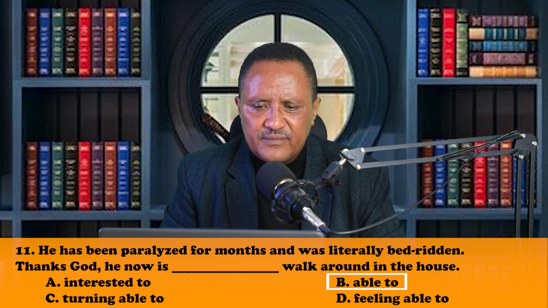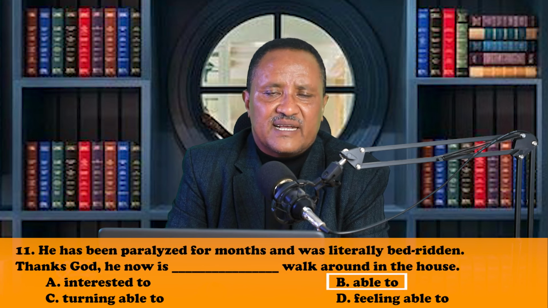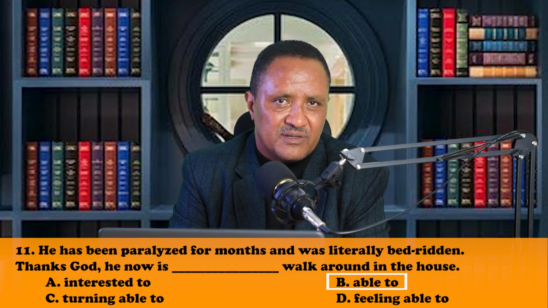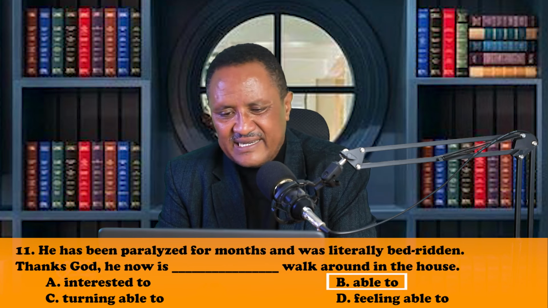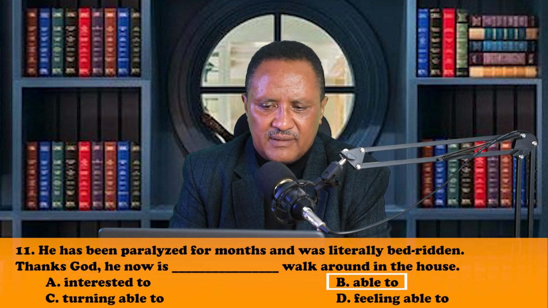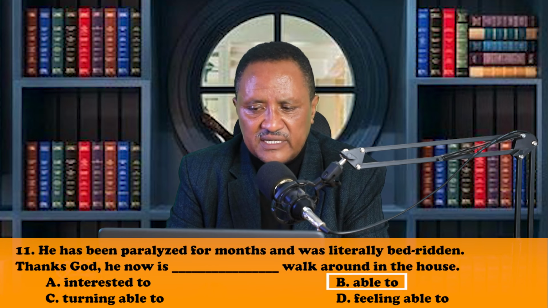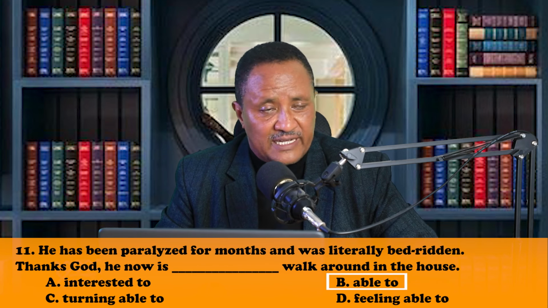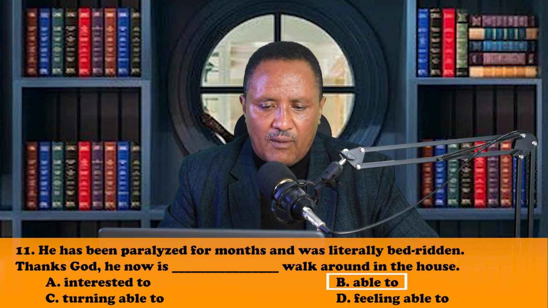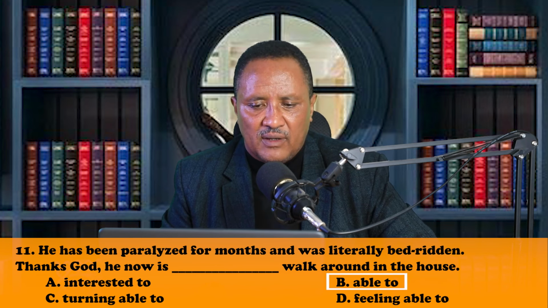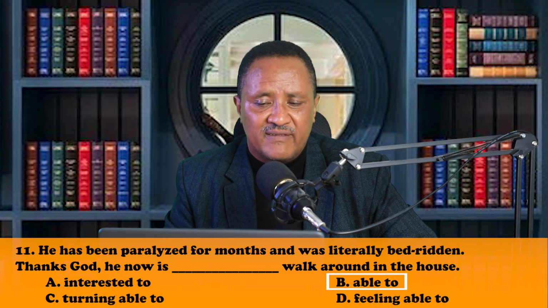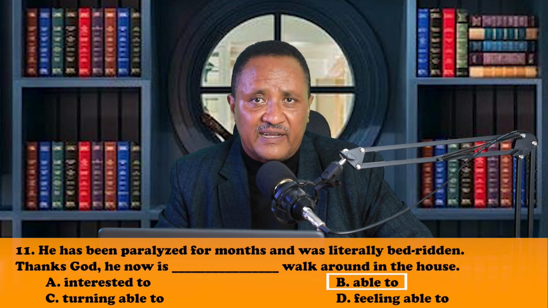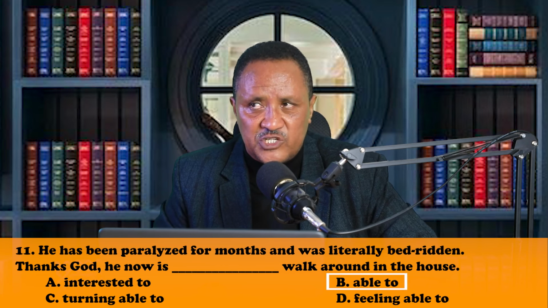The reason is the sentence is indicating that the person was, as you see, previously unable to walk due to being paralyzed, right? But now has regained this ability. The phrase that correctly completes the sentence to convey this meaning is able to. So the answer is able to. Now, let's dissect each one of them and let's try to see why the others cannot be the most appropriate answers so that you'd have everything clearer with a more concrete gesture.